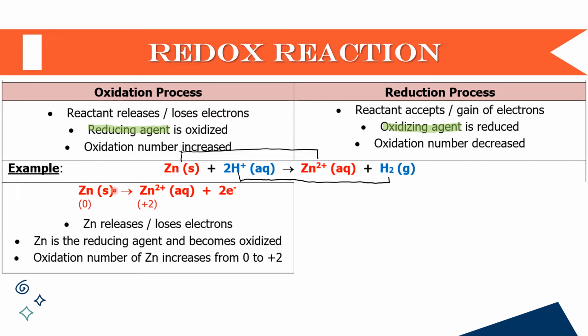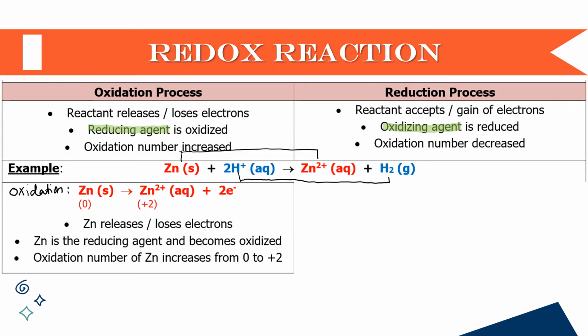How do we know if it is oxidation or reduction? Look at the position of the electron. If the electron is on the right hand side, meaning it releases electron, this is an oxidation process. Let me label here as oxidation. An oxidation process where zinc releases or loses 2 electrons. So zinc is the reducing agent and becomes oxidized.